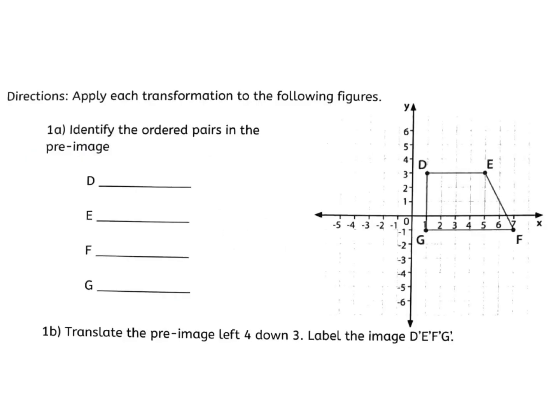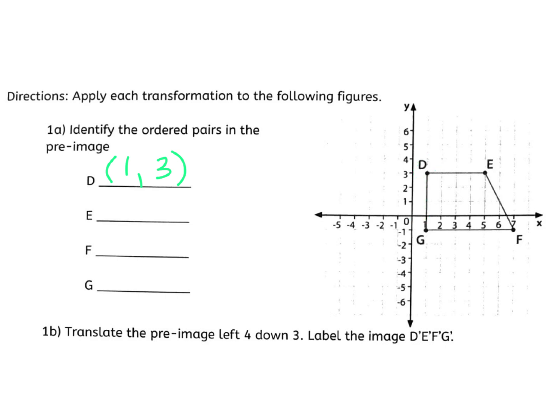The directions here are to apply each transformation to the following figures. 1A says identify the ordered pairs of the pre-image. So here's D. Let's write our ordered pairs. Remember, we put them in parentheses and we do our x value first. So it's forward 1 and then it goes up 3. So 1, 3.